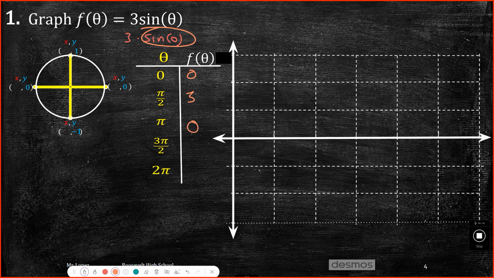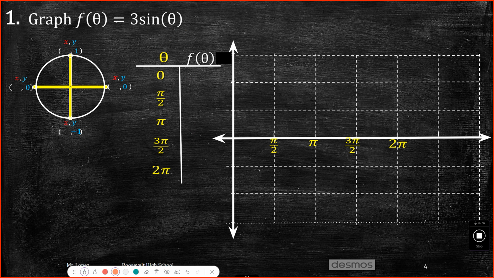Annalise, what's sine of 3 pi by 2? Negative 1. Yes, easy. That's going to be down here. Negative 1 times 3 is negative 3. And sine of 2 pi, everybody, sine of 2 pi is? 0 times anything is? Let's go ahead and plot the points. Let's have pi by 2, pi, 3 pi by 2, 2 pi.